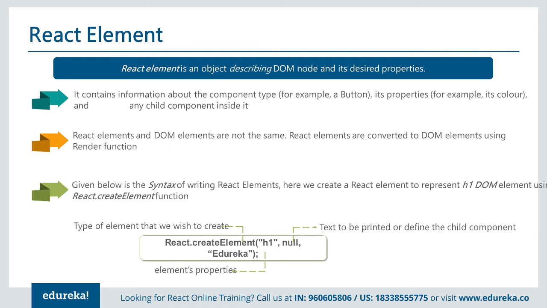React element is an object describing DOM node and its desired property. It contains information about the component type, for example button, its property, for example its color, and any child inside it. React element and DOM element are not the same. React elements are converted to DOM elements using the render function.